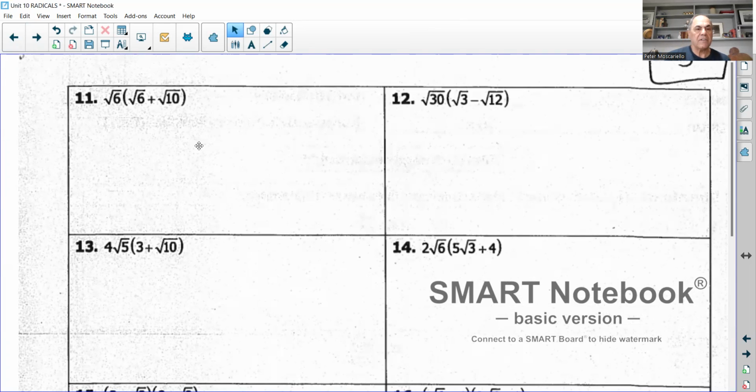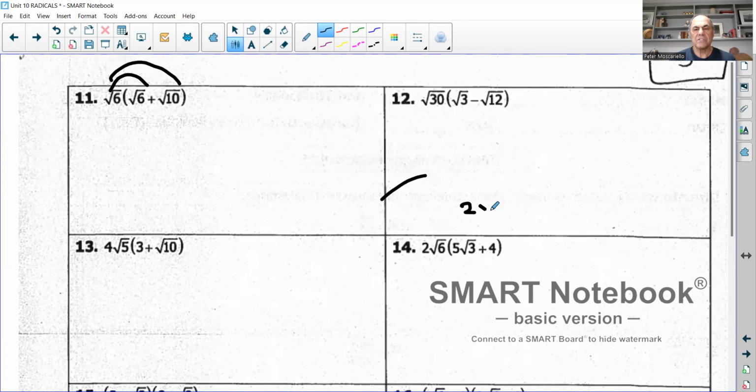All right, so number 11. The whole idea is you multiply this and then this. You know how to distribute. It's no different than doing something like this: 2x times 5x is 10x squared, and then 2x times 3 is plus 6x. That's it. You're doing the exact same thing.